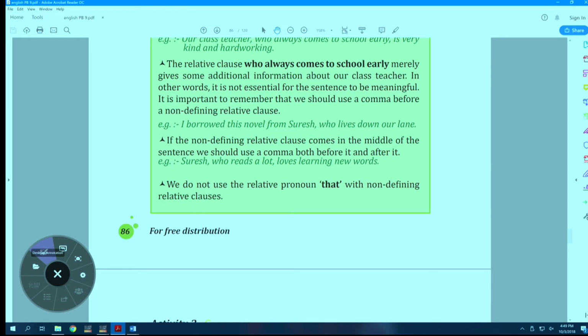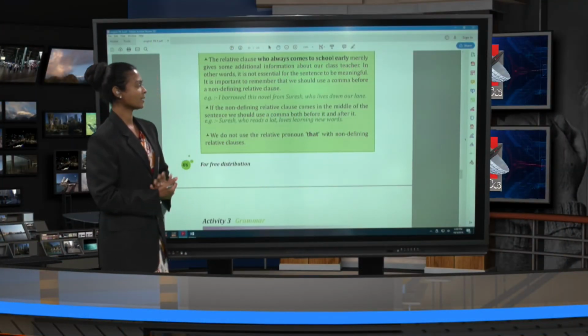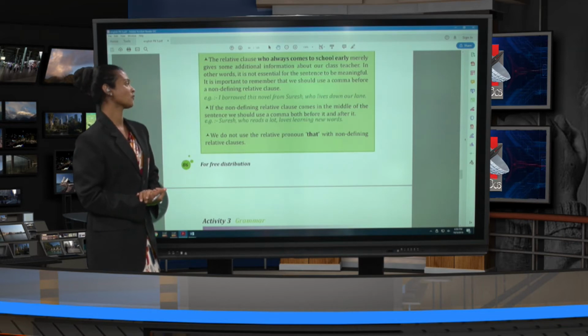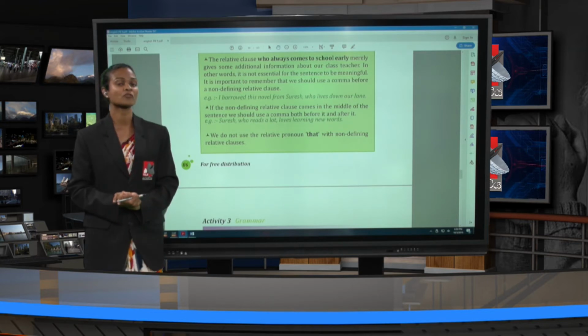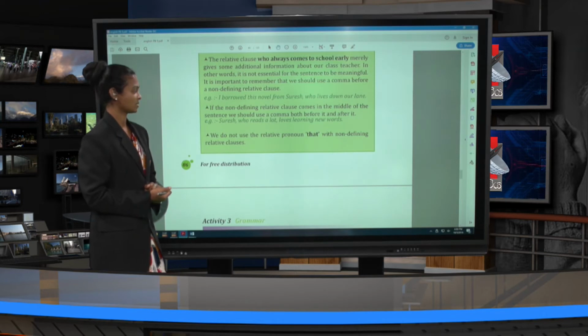Like this. I borrowed this novel from Suresh, who lives down our lane. The relative clause says here, who lives down our lane. We must put a comma before that. Right? If the non-defining relative clause comes in the middle of the sentence, we should use a comma both before it and after it. Like this. Suresh, comma, who reads a lot, that is the relative clause. So we put a comma, then loves learning new words. Right.